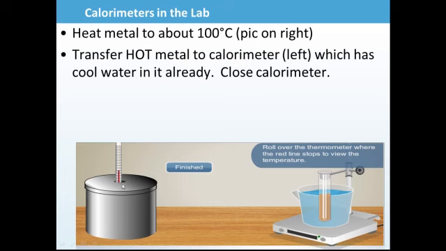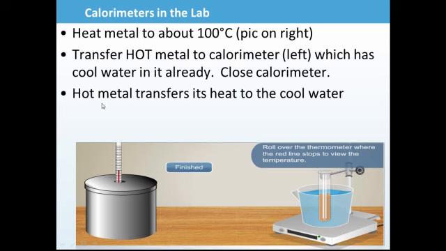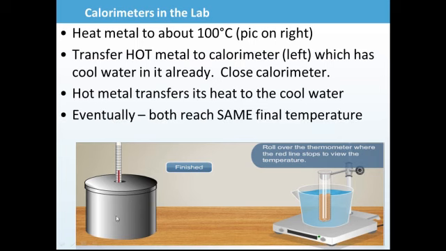Think about what's going to happen. We have cool water in here. We're going to dump this hot metal in there and we're going to close it. What do you think is going to happen in that calorimeter? What temperature changes are occurring? What is your system? What is your surroundings? Pause and think about that for a moment. The hot metal is going to transfer its heat to the cool water. Eventually, both the cool water in here and the hot metal will reach the same final temperature.